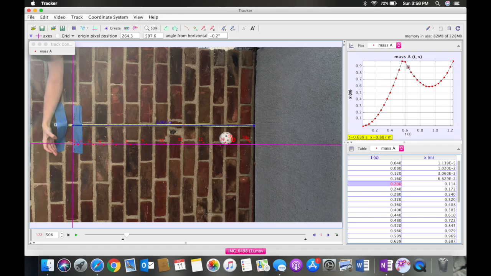We videotaped each trial and uploaded them to Tracker, where we recorded the ball's position every few frames to make tables and graphs of our data. We then made position versus time, velocity versus time, and acceleration versus time graphs for each of our trials.